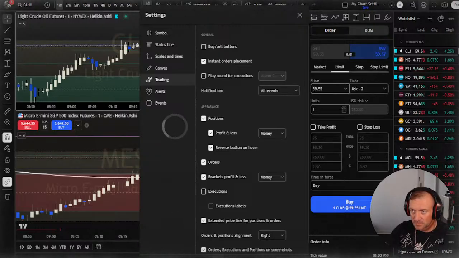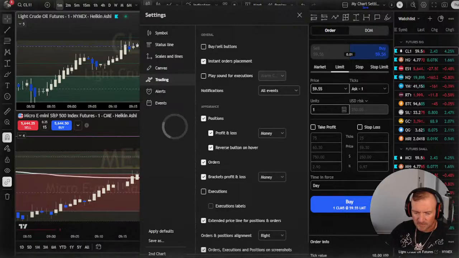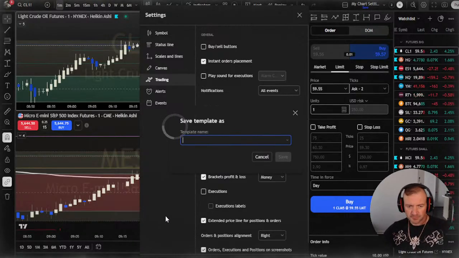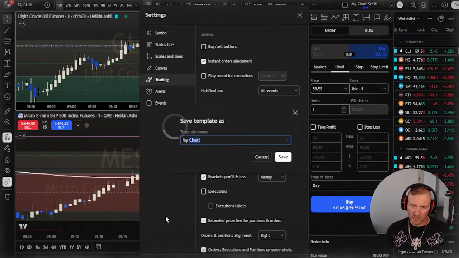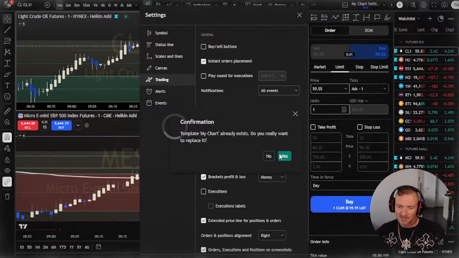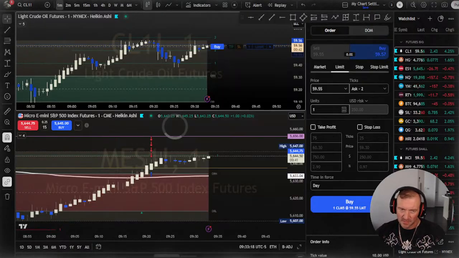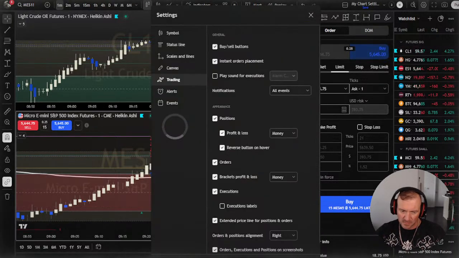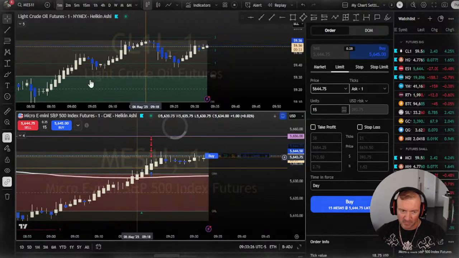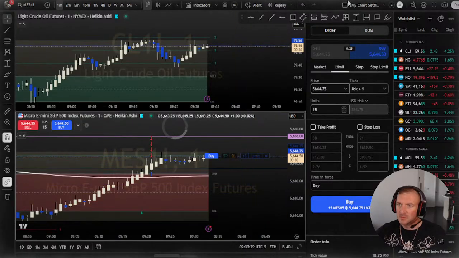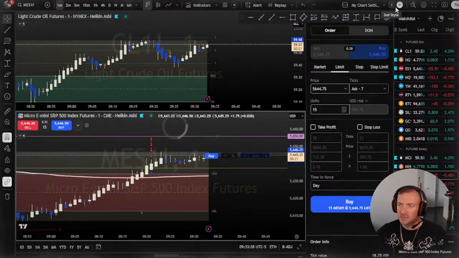I don't even remember what this is. Saved as. I'm just going to save it as my chart. Actually, whatever, we'll save it as this. Alright. Now I should be able to come here and click on that and it does the exact same. Okay, there we go. And then if I come up here, I think that's set, right? Yeah, we're good.